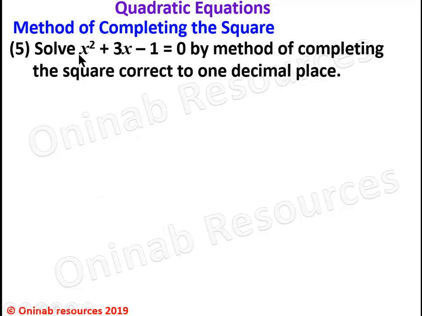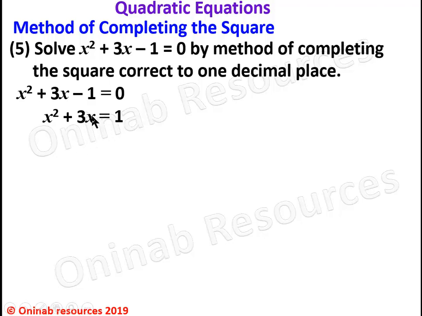Problem 5, solve x squared plus 3x minus 1 is equal to 0 by the method of completing the square, correct to one decimal place. So we bring the equation. Again, we take this negative 1 to the right hand side. We'll be left with x squared plus 3x is equal to 1. This negative 1 going to the right hand side becomes positive. So again, we make x squared plus 3x a perfect square. So how do we do that? We take the coefficient of x, which is 3, divide it by 2, 3 over 2, square it, 9 over 4.